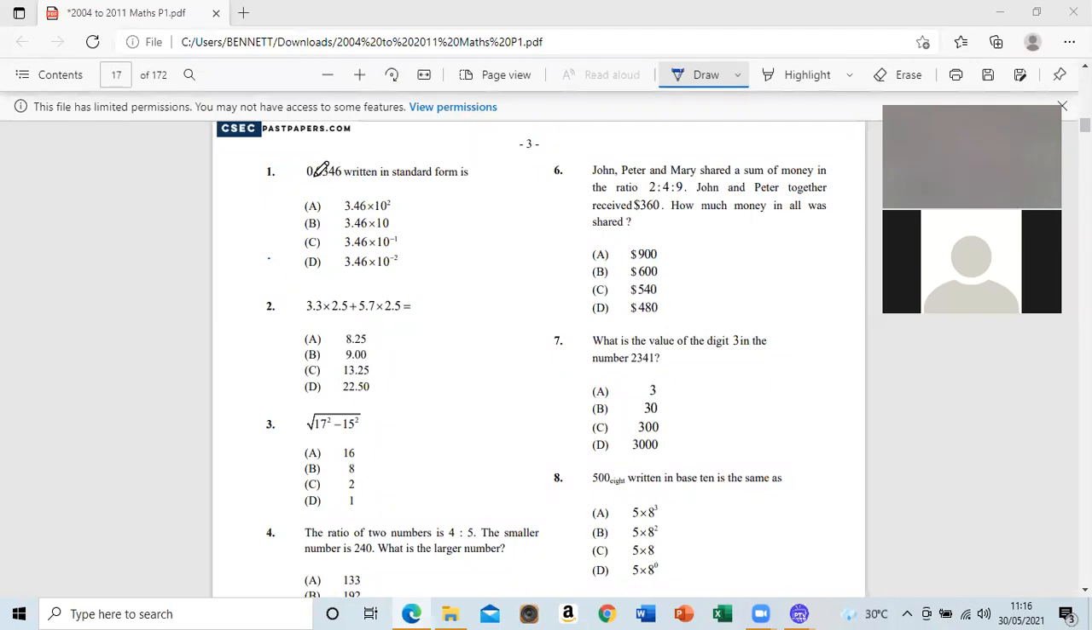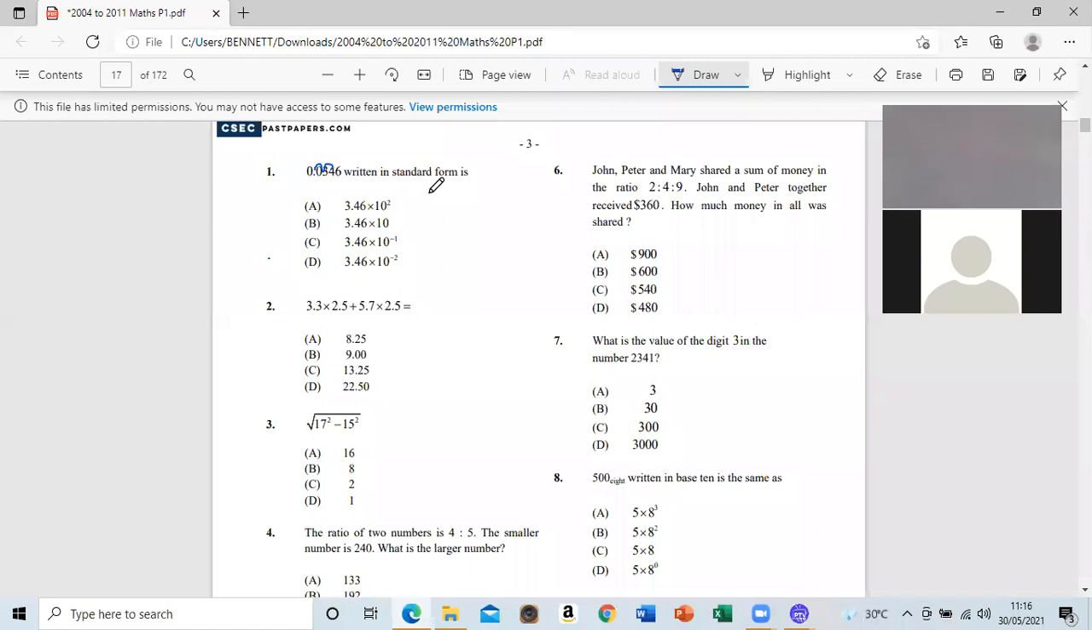Standard, guys, you have to come in here. You know, standard form is between 1 and 10, so it can be 1 point something, 2 point something. So we have to carry to the first whole number. That's a 1, 2. So we move 2 places. So we know it's going to be 3.46.